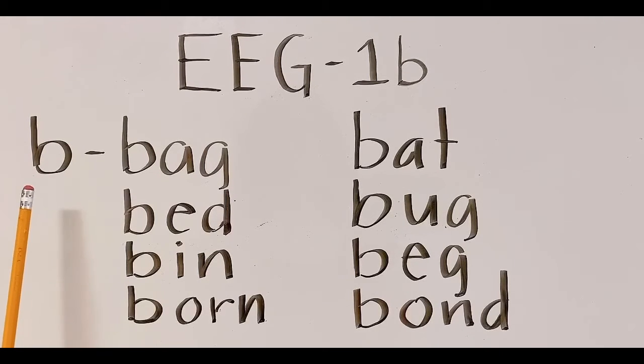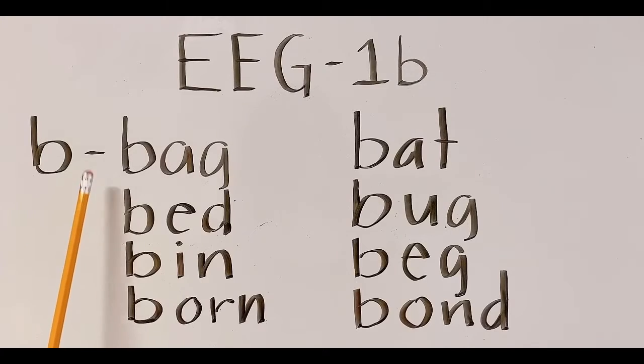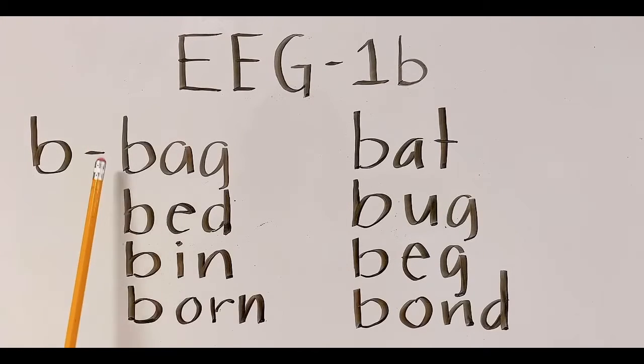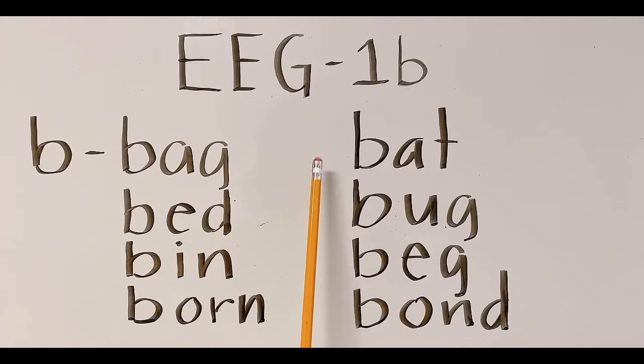Okay, the sound is b. Okay, let's read the words. First one, bag. Okay, again, bag. Next, bed. Bed. Okay, third, bin. Bin. Okay, next, born. Born. Okay, next one, bat.